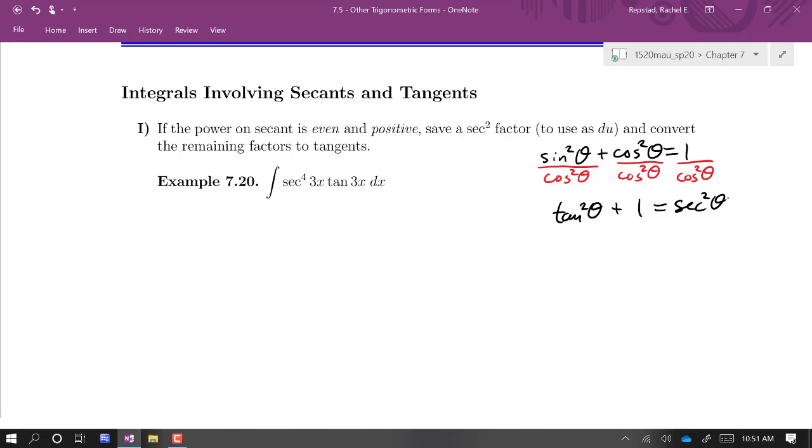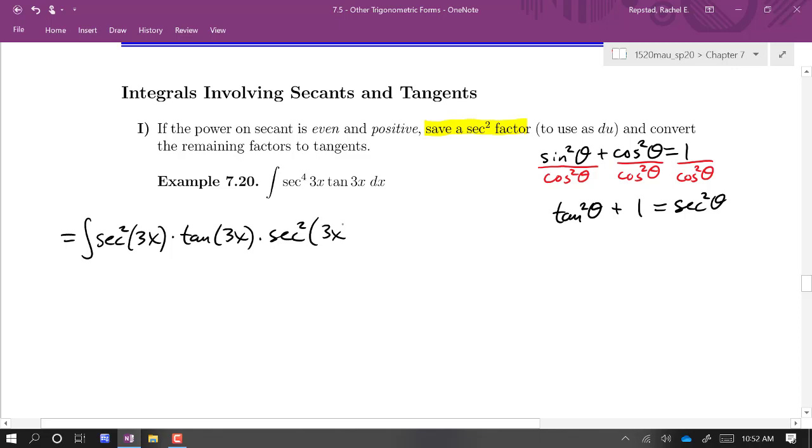So if the power on secant is even and positive, we're going to save a secant squared factor. And when we pull out that factor and throw it at the end, the idea is that we're going to save that as our du. So if secant squared is our du, we want the rest of it in terms of tangent. We're thinking that u is going to be equal to tangent. So I'm going to rewrite this first. I'm going to pull out a secant squared factor at the end. So in front I still have a secant squared of 3x times tan 3x times secant squared 3x dx.